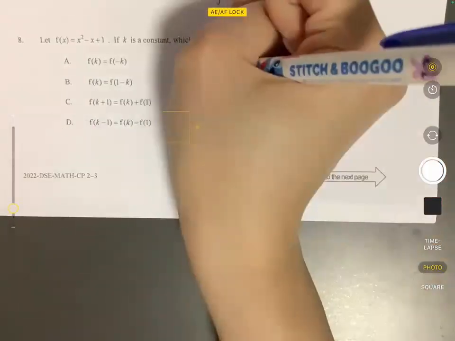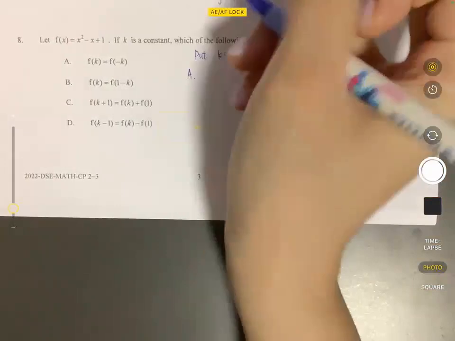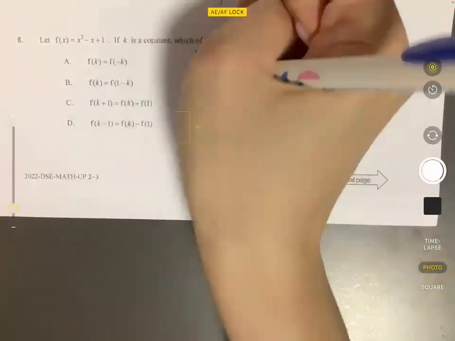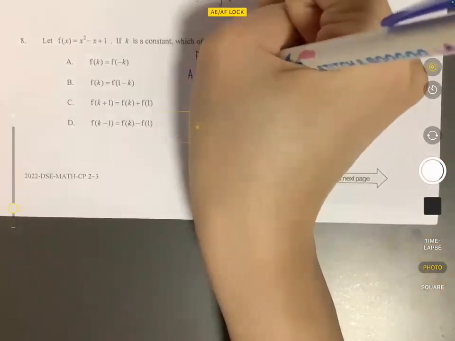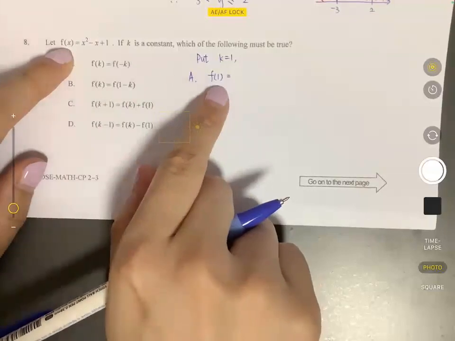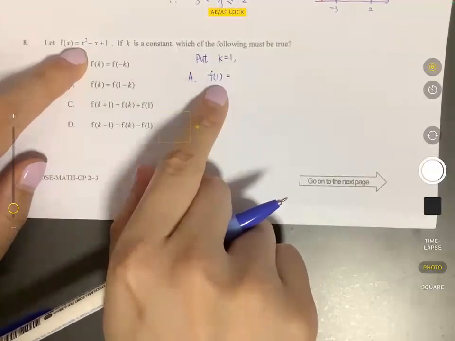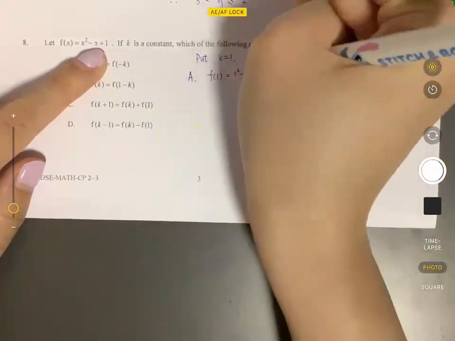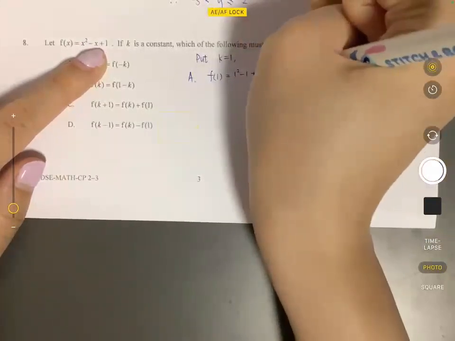Okay, so for A, we have f(k). So k is 1, that means f(1), right? So what is f(1)? Let's do the calculation here. For f(1), that means change all the x to 1. So we will have 1 squared minus 1 plus 1. Maybe I'll write it for you: 1 squared minus 1 plus 1. Then we still got 1.